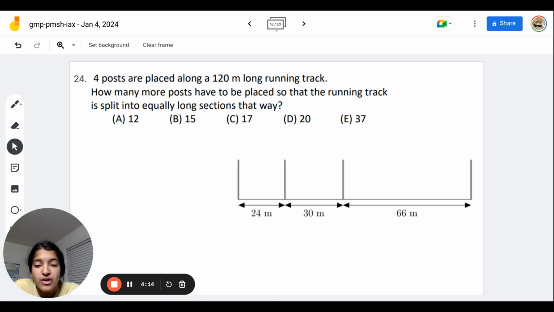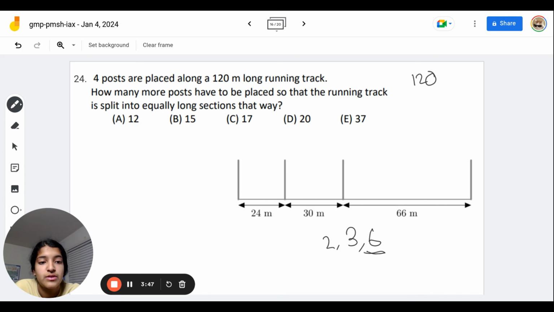So some of their similar multiples would be, it could be 2, 3, 6, and I can't really see any other ones. So we're going to use the greatest one, which is 6 right now. So we want to split the entire 120-meter long running track in 6. So we would do 120 divided by 6, and when we do that, we get 20.